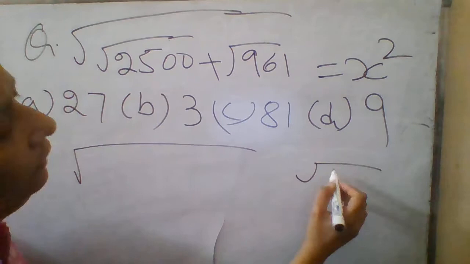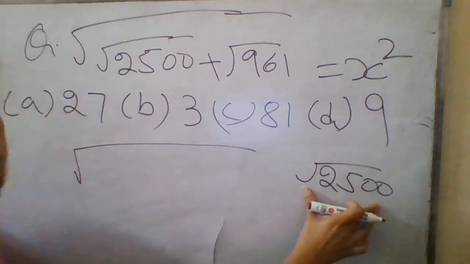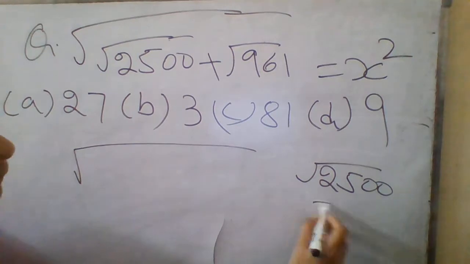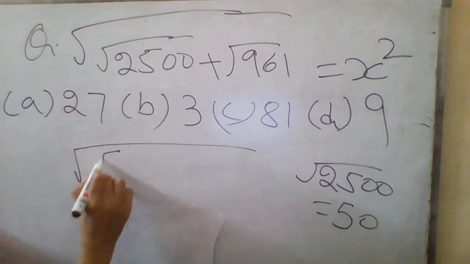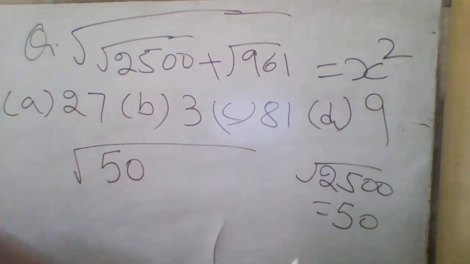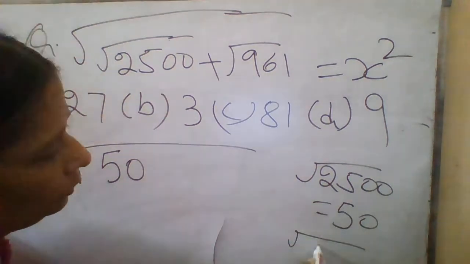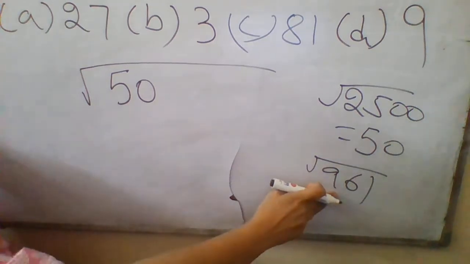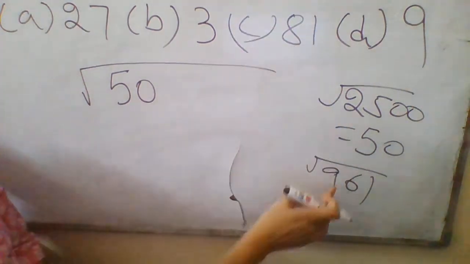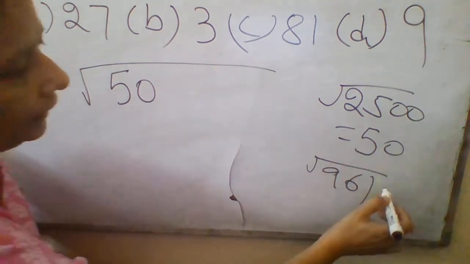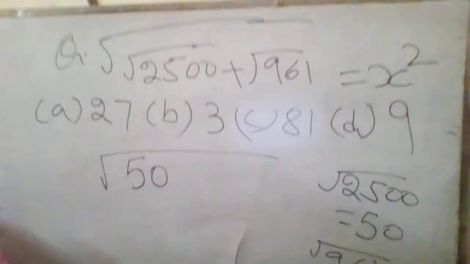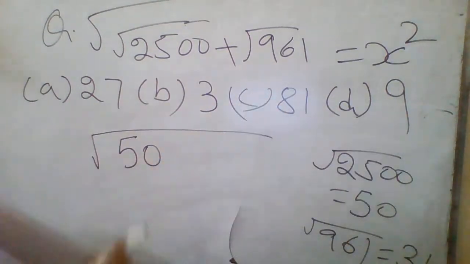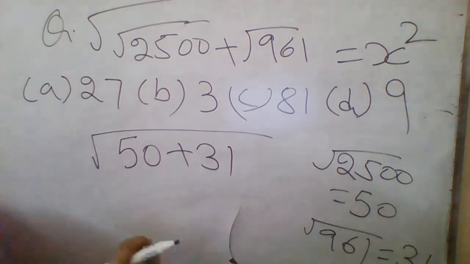2500, okay, you find out the square root of 2500, what will you get? You will get 50. Okay, so in place of 2500 I am going to write down 50, and this is under root 961. I am writing here 961. What is the under root? If you solve this under root 961, you will get 31. Okay, so in place of this 961, I am going to write down plus 31. Okay, now I have to rub this.